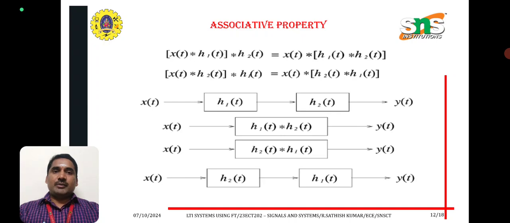Next, associative property: x of t convolved with h1 of t, again convolved with h2 of t, is equal to x of t convolved with h1 of t convolved with h2 of t. This is the graphical representation of x of t convolved with h1 of t and again with h2 of t, and we can get y of t. X of t convolved with h1 of t convolved with h2 of t produces the output y of t.